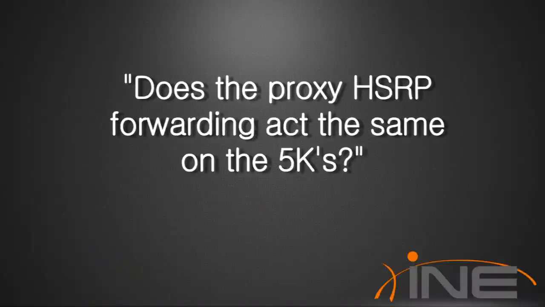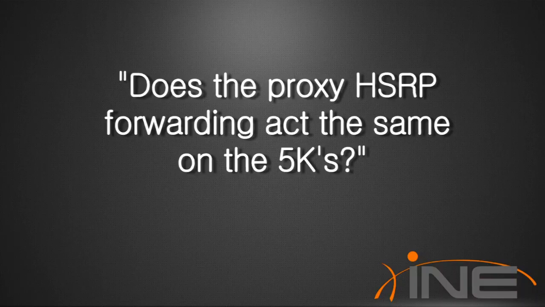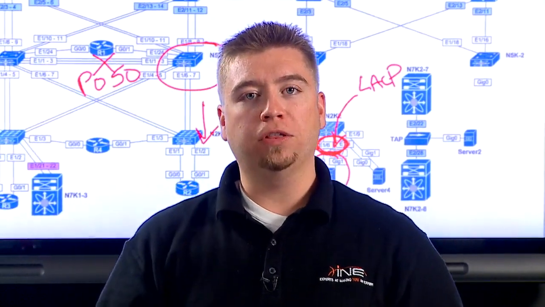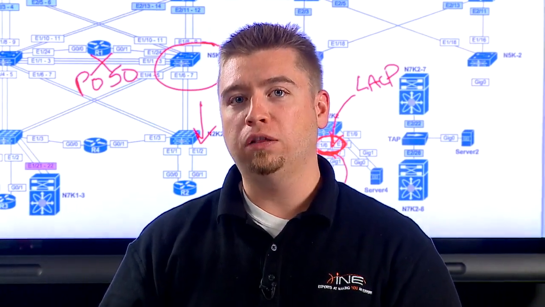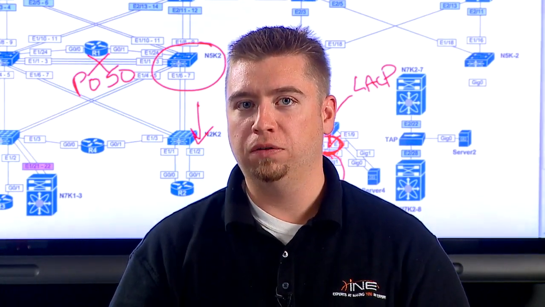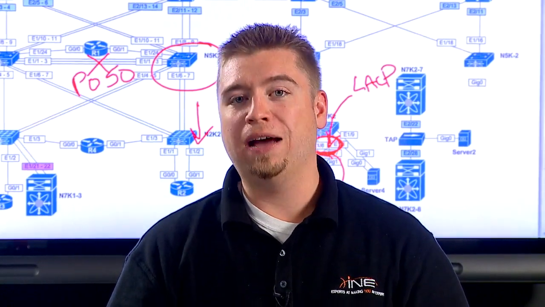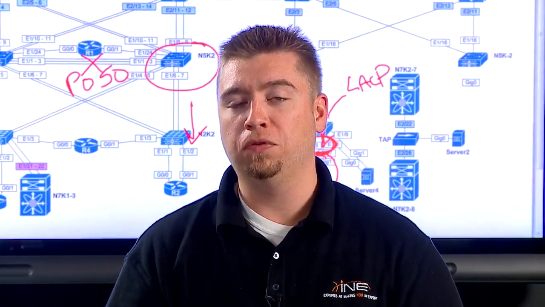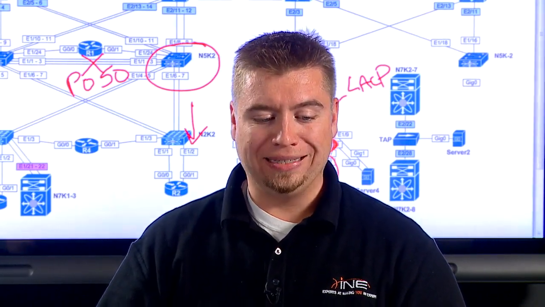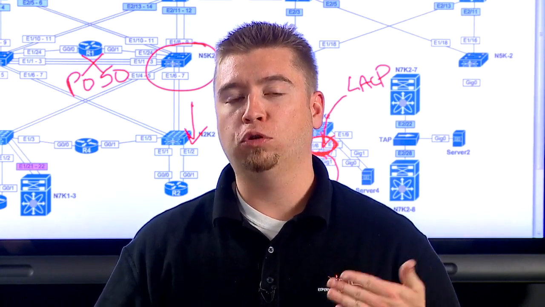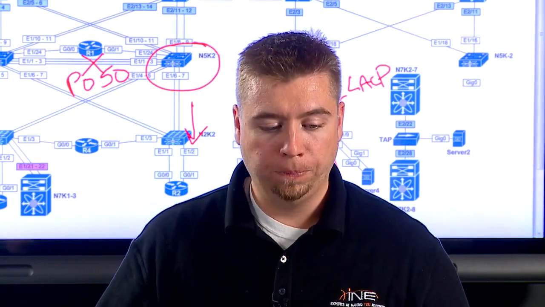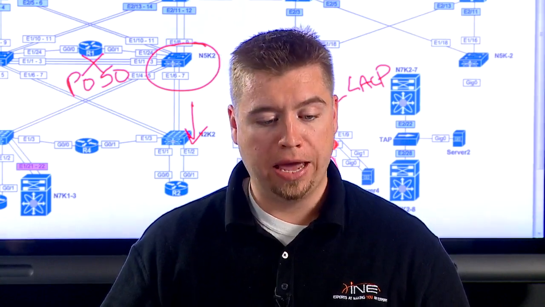There's another question. Does the proxy HSRP forwarding act the same on the 5Ks? To tell you the truth, I'm not 100% sure. I'm assuming that it would. Pretty much all the designs that I've seen with it are usually the 7K doing the layer 3 forwarding, but it should be the same type of logic because the VPC code is pretty much the same between the 5K and the 7K. You'd have to have the layer 3 card, the layer 3 daughter module, to actually see if the functionality is the same on the 5K, but I would assume that it is. Because it's not something really you need to configure, it's just a behavioral change that they made in VPC so that you can forward on behalf of the other active router. So HSRP actually becomes active-active, not active standby.